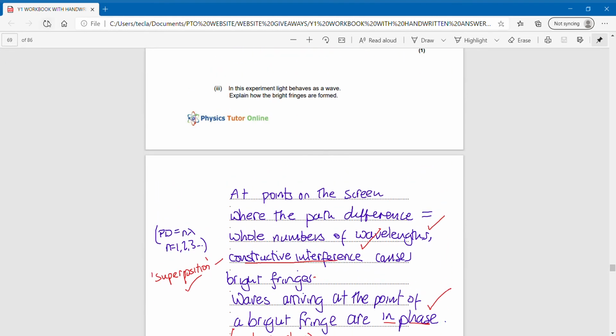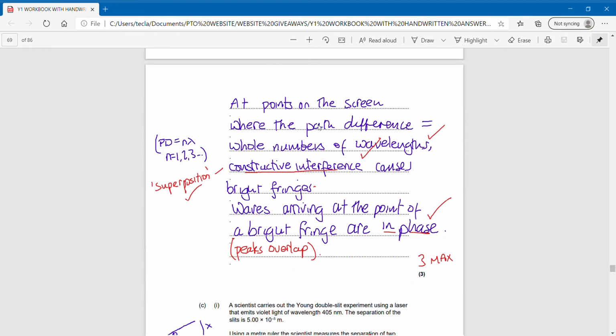Alright, in this experiment, light behaves as a wave. Explain how bright fringes are formed. So, at the points on the screen where the path difference equals whole numbers of wavelengths, constructive interference or constructive superposition causes the bright fringes. Waves arriving at the point of a bright fringe are in phase, or their peaks overlap. So you can see what the three marks are given for.